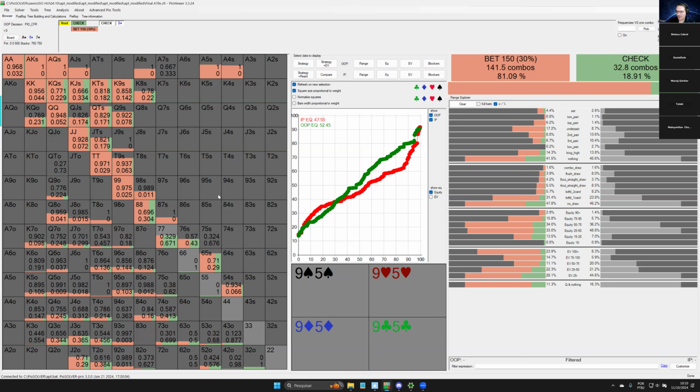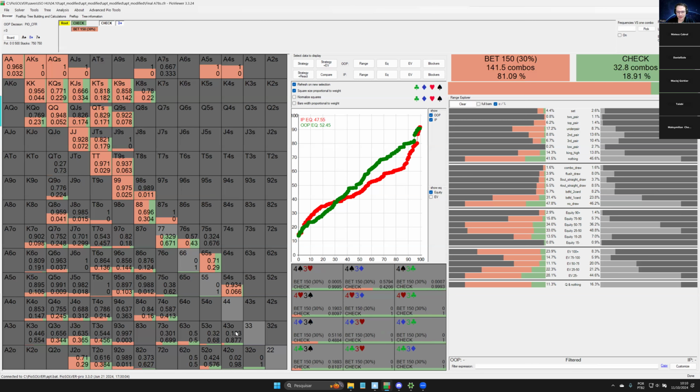The question is, what's the main component of the checking range? It's a reduced checking range, but there is a checking range here, and what's the main component? Set, trash, and trap. Yes, right? It's a very trash-heavy range. If you look at the pure air without the backdoor flush shot, it's checking pure, right?